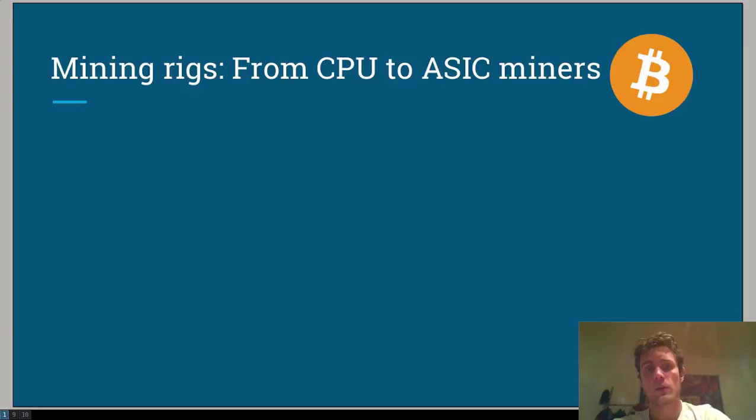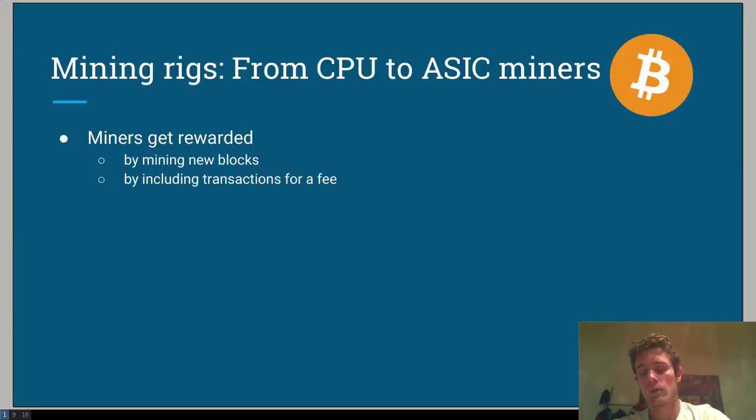So as I said before, it went from CPUs to ASIC miners, which are specialized hardware, and the point of mining is that miners will get rewarded by mining new blocks, and also they will be paid by the transaction fee that people who make transactions include in their transaction, so that miners have an incentive to actually include their transaction, because they might also as well ignore it.